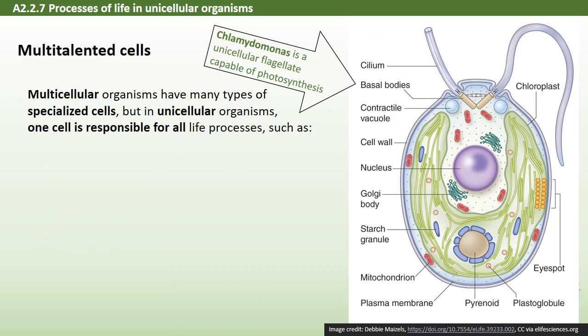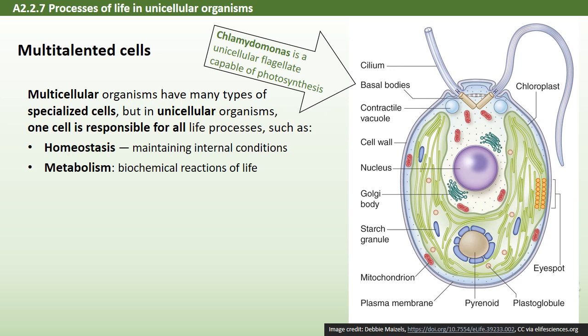In multicellular organisms, like animals, there are many types of specialized cells, and they all do different things. But in unicellular organisms, like Chlamydomonas here, one cell is responsible for all life processes, such as homeostasis, balance, maintaining internal conditions, metabolism, all the biochemical reactions of life, nutrition for energy and growth, whether it's making your own food through photosynthesis or consuming other organisms.